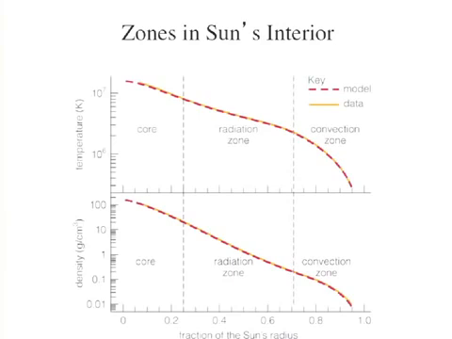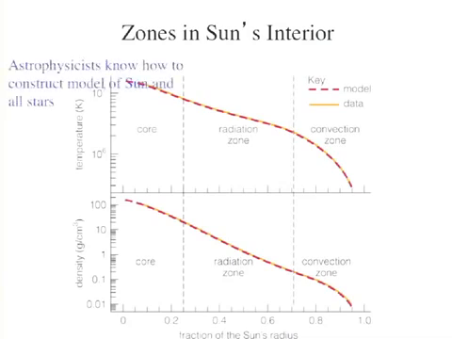Remember that water is 1 gram per cubic centimeter. But the center of the sun is much, much denser. Now, how the hell do we know that? Because, in fact, the data is in the yellow curve, and the models are the black dotted lines. The model fits the data spectacularly well. That says astrophysicists know how to construct the model of the sun. This is all worked out mathematically.